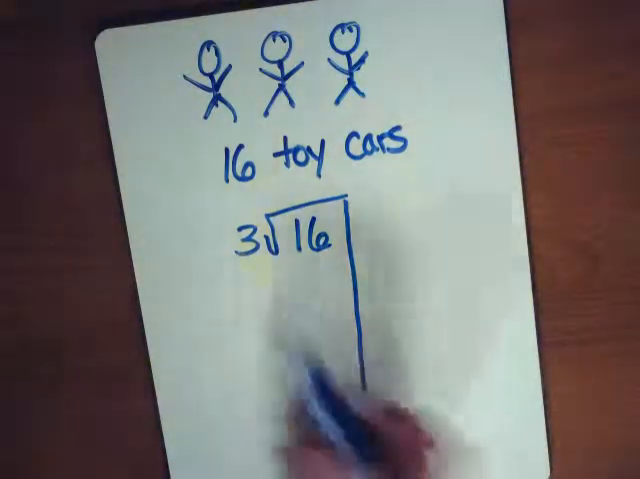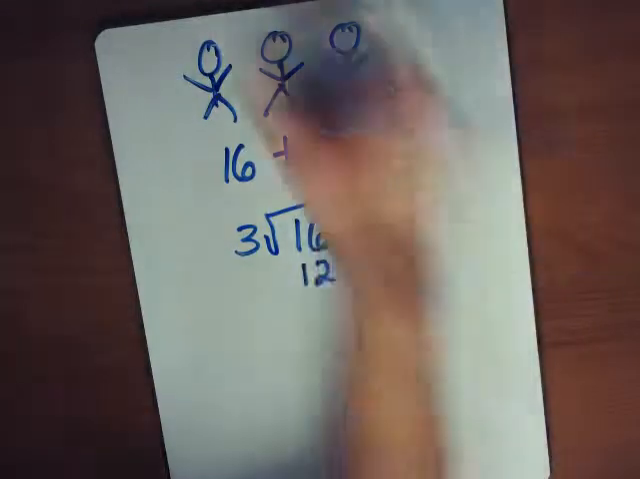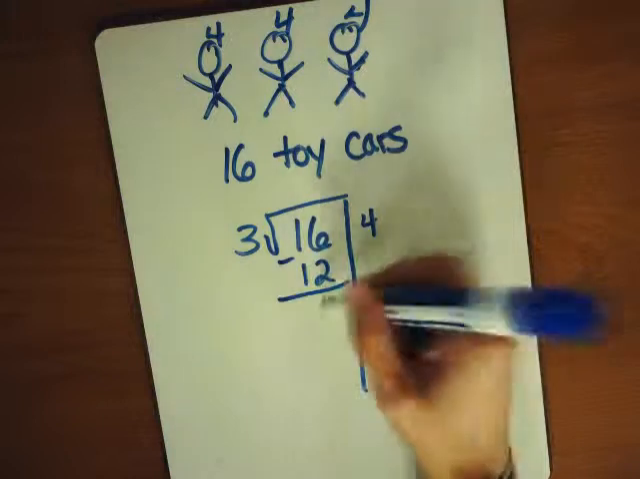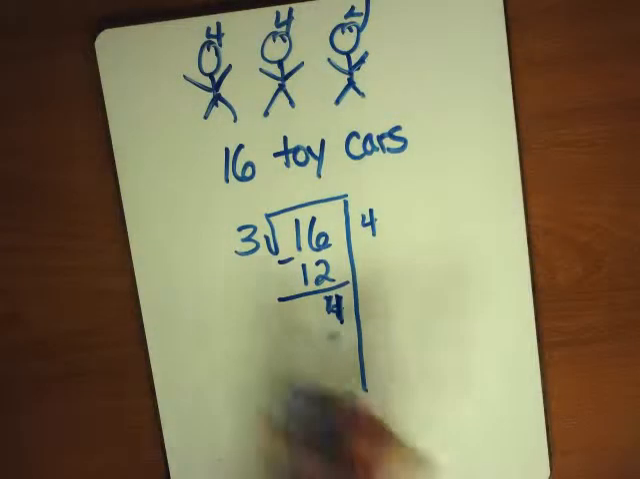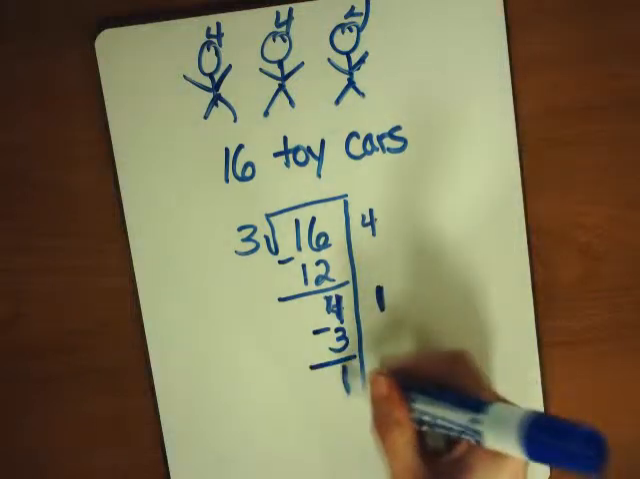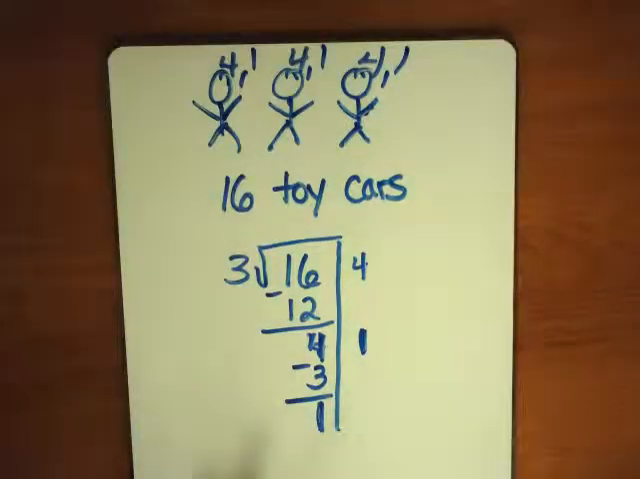So I can go ahead and give each person 4. So give 4 toy cars to each boy. And then I've got 4 left over. Well, I have enough that I can give each boy 1 more. Okay, and then I'm going to have a remainder of 1. And so in this particular case, what do you think your mom would do if there was just 1 toy car left?